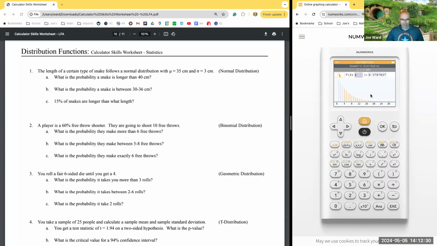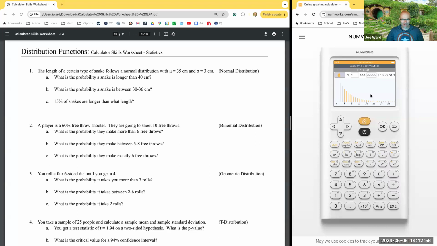And then it says between 2 and 6. So 2 to 6. And it's 49.8. And again, like I said with the last one, if I wanted more than 3, I could go 4 to some really big number. And this isn't perfect because in this case, it could go on forever. But that's so big that the decimal places are so small. That's the same answer as if I put in more than 3.